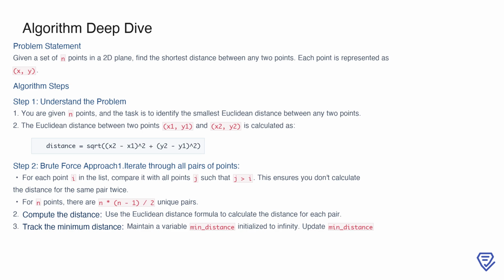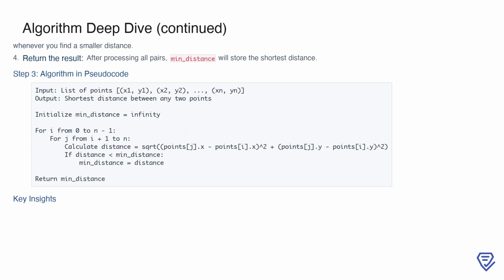Since there are n points, the total number of unique pairs is n times n-1 divided by 2. For each pair, we calculate the Euclidean distance and keep track of the smallest distance we've seen so far. This approach ensures that we consider all possible combinations and don't miss any potential minimum distance. In the brute force algorithm, we maintain a variable, min_distance, initialized to infinity. This variable keeps track of the smallest distance we encounter.